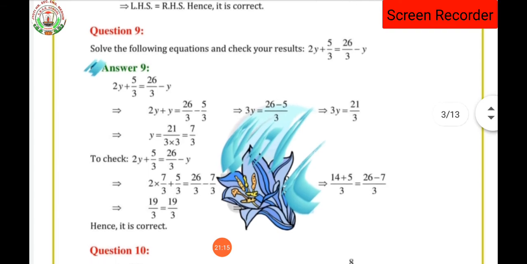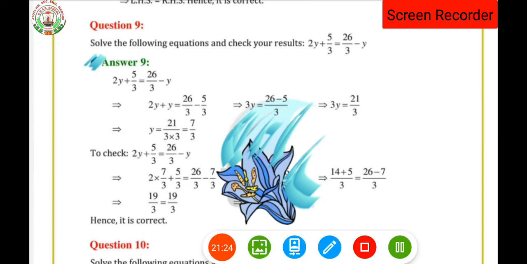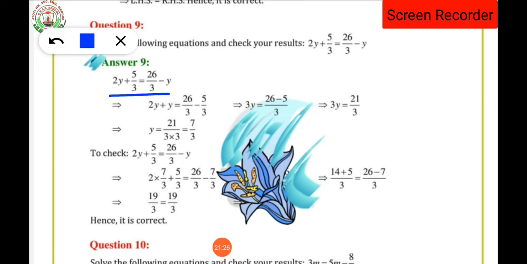Next question we are having, the ninth one, that is (2y plus 5) upon 3 is equals to (26 upon 3) minus y. So transposing the y terms to one side and the constant to the other side, we will get the required answer like this. Since it is a like term, while seeing the denominator you can see that it is a like term. So without taking an LCM, we can solve the numerator. 26 minus 5, it will become how much? 21. So here 2y plus y will become 3y. So 3y is equals to 21 upon 3.